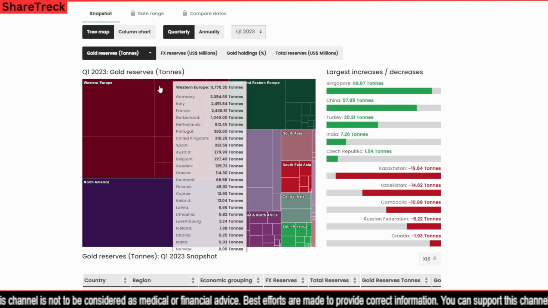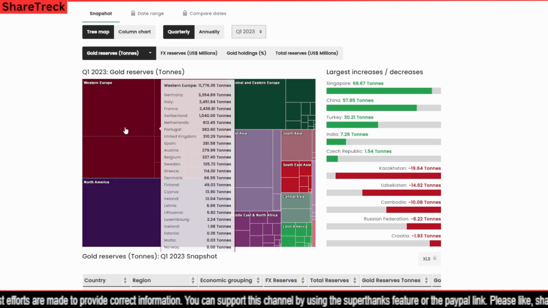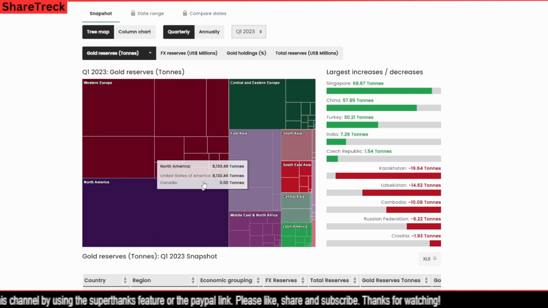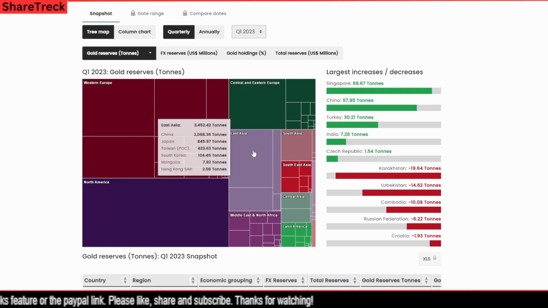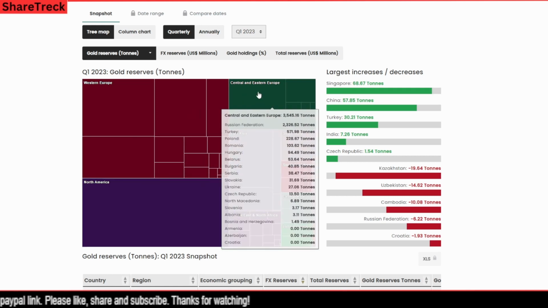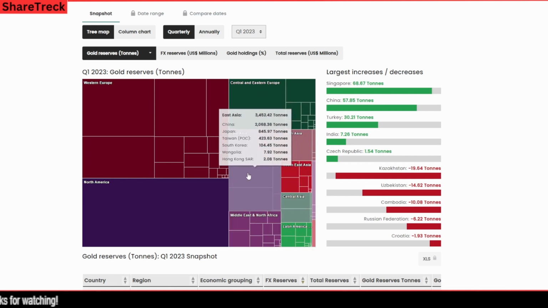And if you look at the overall heat map, you'll see North America has got 8,133.46 tons of gold, and Western Europe, there's a breakup, but overall consolidated holding of entire Western Europe is 11,776.35 tons. So by far, Western Europe has the biggest reserve, followed by North America. And then we have Central and Eastern Europe, which accounts for 3,545 tons.